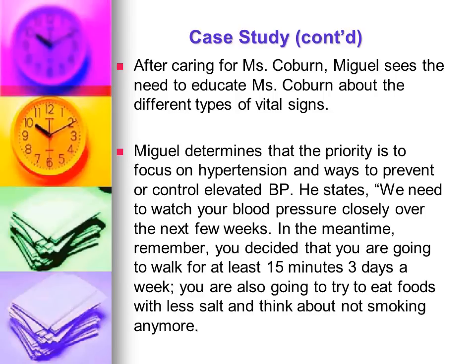After caring for Ms. Colburn, Miguel sees the need to educate Ms. Colburn about the different types of vital signs, and Miguel determines that the priority is to focus on hypertension and ways to prevent or control elevated blood pressure. He states, "We need to watch your blood pressure closely over the next few weeks. In the meantime, remember, you decided that you're going to walk at least 15 minutes 3 days a week. You are also going to try to eat foods with less salt and think about not smoking anymore." It is very important that you use teaching strategies to inform Ms. Colburn not only of the lifestyle changes, but the reasons why each change is very, very valuable.